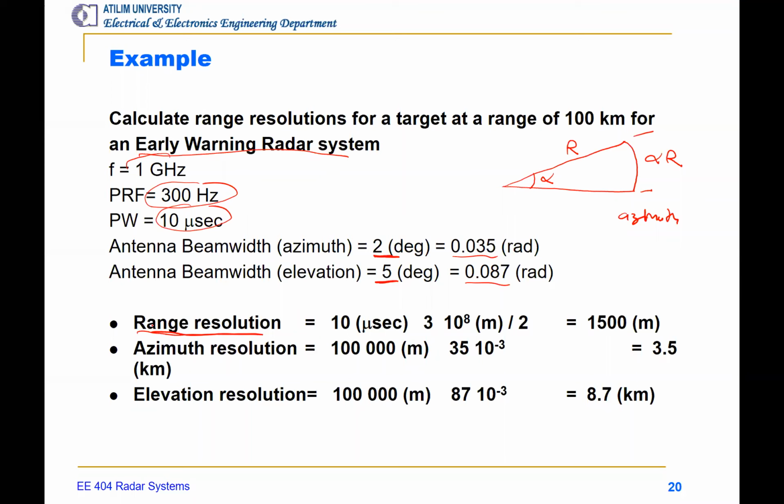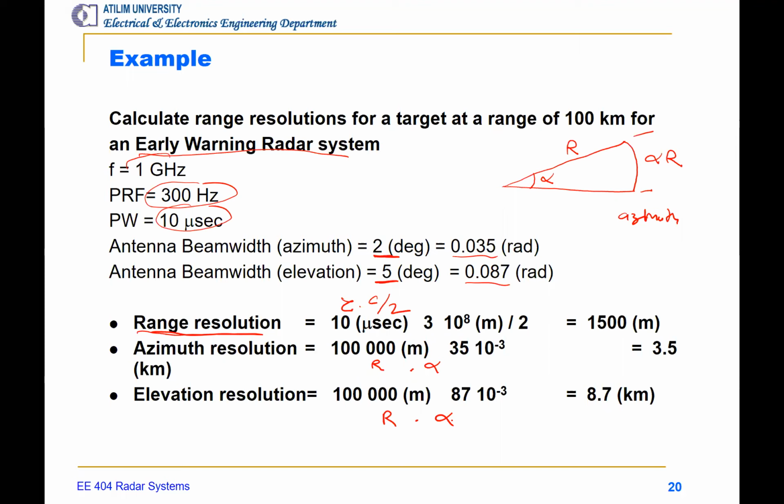And then we determine range resolution. Range resolution is easy, tau times C over 2. On the other hand, for azimuth and elevation resolution, we use the distance R times alpha in radians. Okay, distance times alpha. And we see a radar cell of size 1.5 kilometers in range, 3.5 kilometers in azimuth, and 8.7 kilometers in elevation.